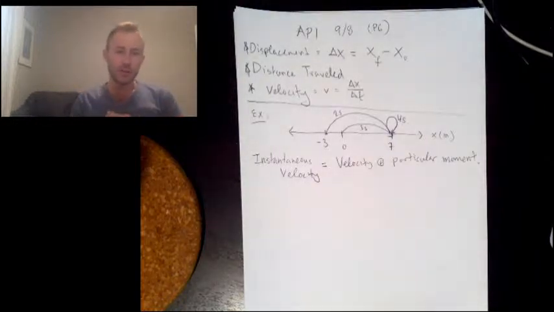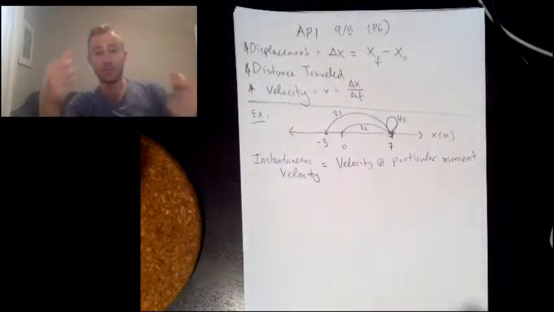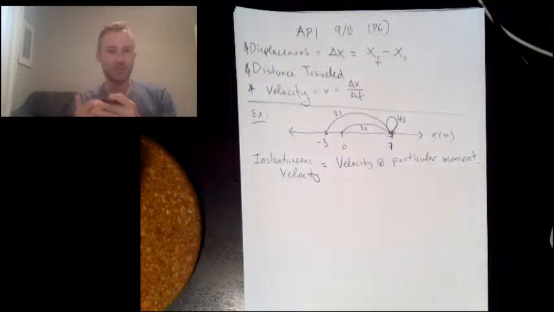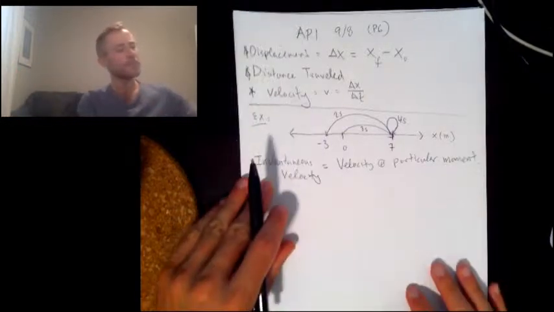It's kind of like if you're driving around, your velocity is not going to stay constant. You're turning, so you're changing directions. You are speeding up and slowing down. So at a particular moment, you have a certain speed. That's your instantaneous velocity. Okay?